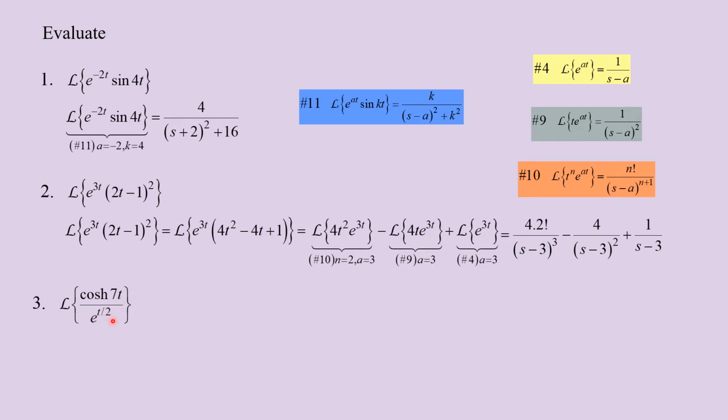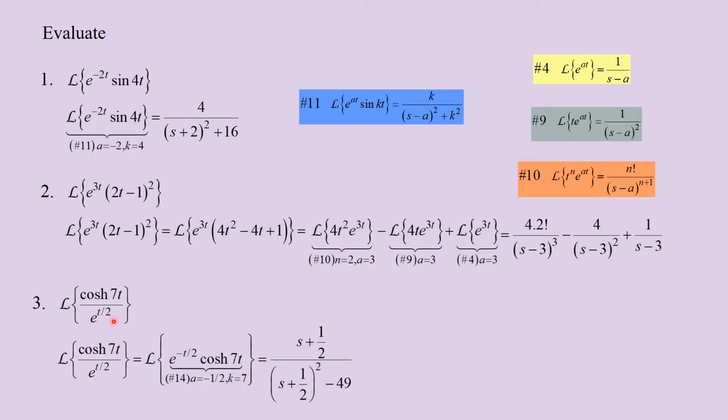Next, question number 3: Laplace transform of cos 7t divided by e to the power of 3 over 2. Firstly, we need to rewrite this as follows. Bring e to the power of 3 over 2 up, so that will give us e to the power of negative t over 2 times cos 7t. Look from the table of Laplace transforms to find a formula that matches the one given here, and it seems that it matches formula number 14.